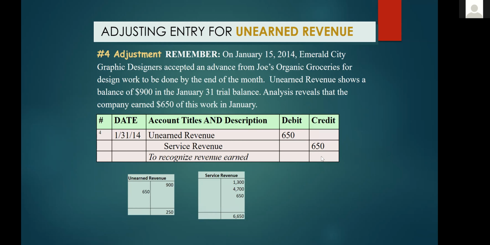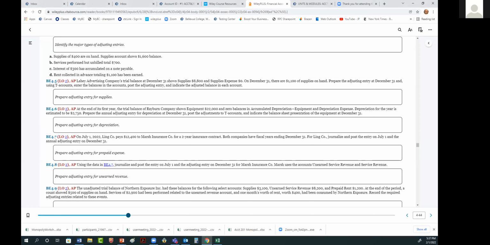So this is kind of how the problems will read. It has a balance, but they've earned this much. So let's just take a really quick look at the Wiley Plus. Can you see Wiley Plus now? Yeah, I can. Okay, great. I just don't really get Zoom. Sometimes you can see it, sometimes not. Okay, so using the data, journalize adjusting.